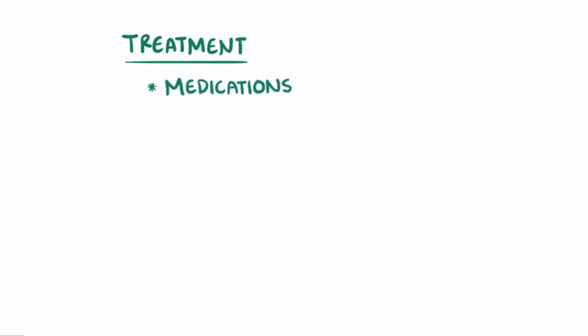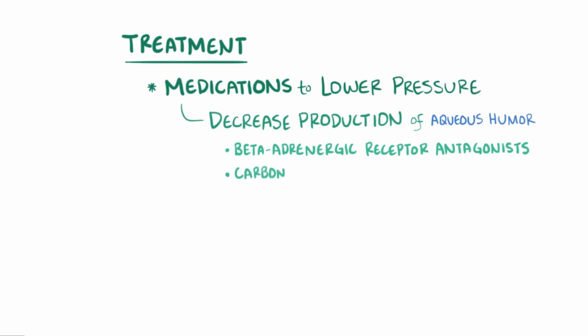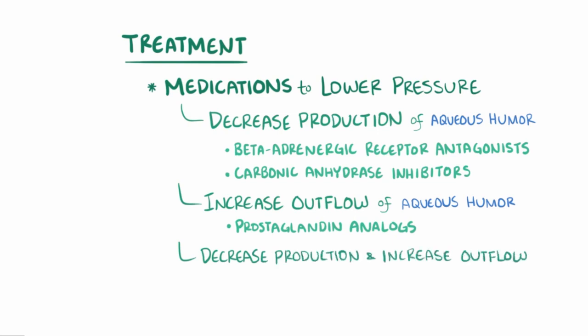Even though glaucoma is not curable, it can be slowed with treatment. If the underlying issue is intraocular hypertension, then it can be managed by taking medications that decrease the pressure in the eye. This can be done in a couple ways. First, by decreasing the production of aqueous humor with medications like beta adrenergic receptor antagonists and carbonic anhydrase inhibitors. Also, though, you can increase the outflow of aqueous humor by taking prostaglandin analogs. Or finally, some medications both decrease production and increase outflow, like alpha adrenergic agonists.